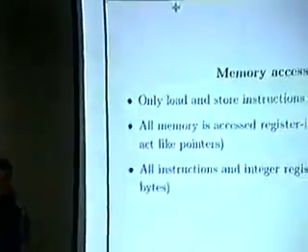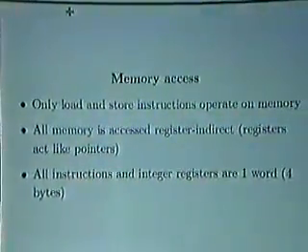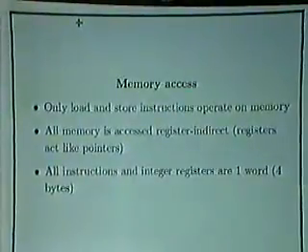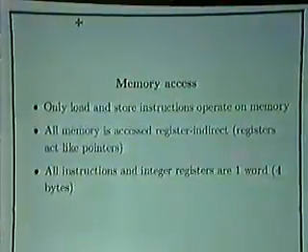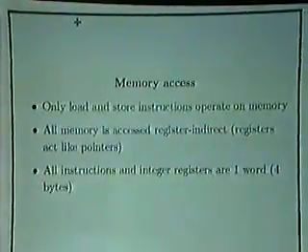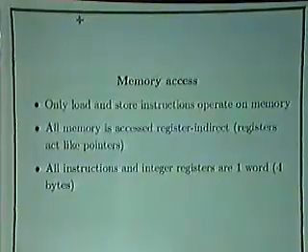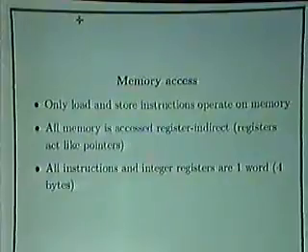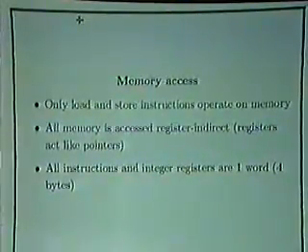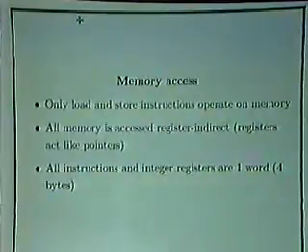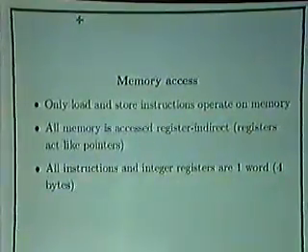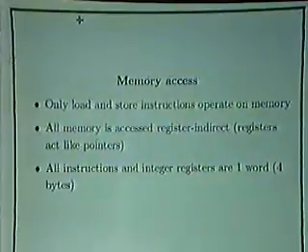In memory access, basically, it's relatively simple. The only instructions that can access memory are load and store, and that whole family of instructions: load by byte, load by half word, and so on. All memory access is register indirect, meaning that the value contained in a register acts like a pointer, as it would in C. This chip was actually written for C compilers. If you think in C, the SPARC will be very nice to you. All instructions are one word.